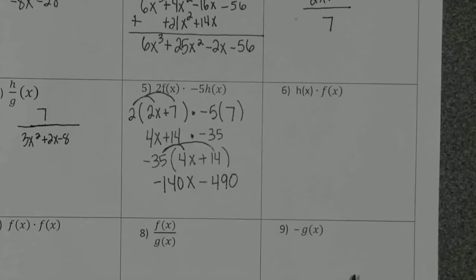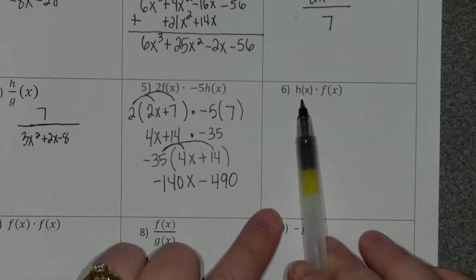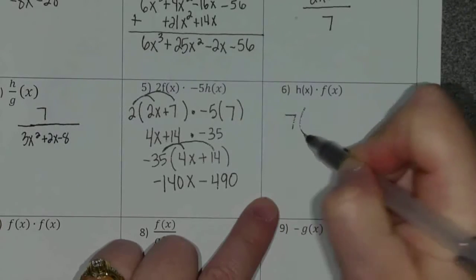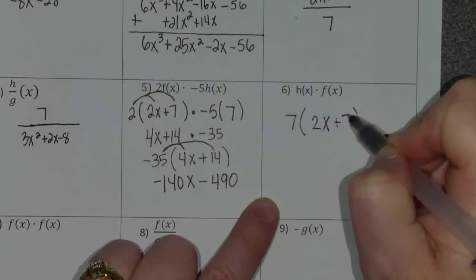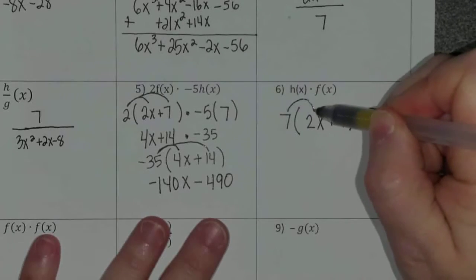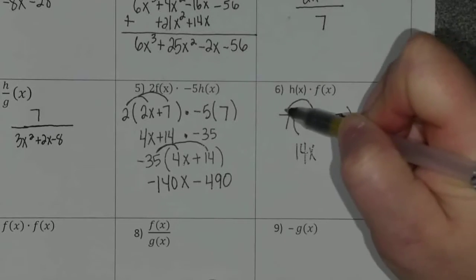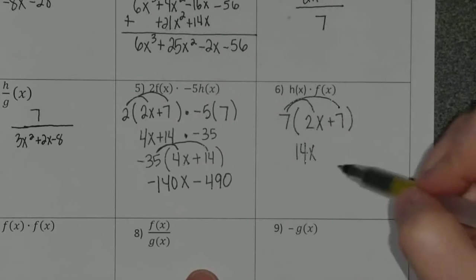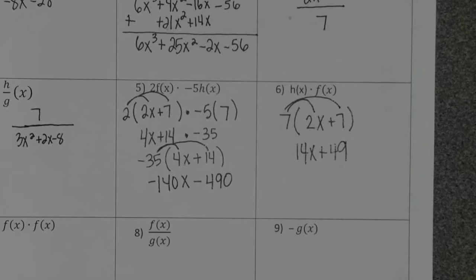All right, we have h of x times f of x. What's my h of x value? 7. What's my f of x? 2x plus 7. What do I have to do right there? Distribute. So 7 times 2x, 14x. And 7 times 7, 49. You guys seem to be liking this better than yesterday's. You liking it better? Yeah?